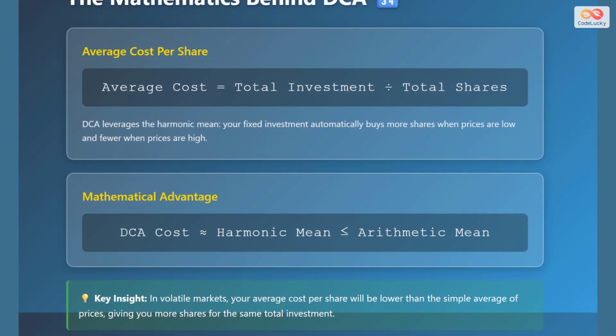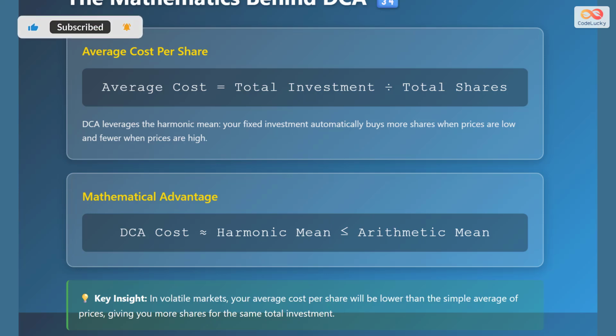The mathematical power of DCA comes from a fundamental formula. Your average cost equals total investment divided by total shares purchased. But there's something deeper happening here. DCA leverages what's called the harmonic mean of prices. Your fixed investment amount automatically buys more shares when prices are low and fewer shares when prices are high. This creates a natural averaging effect.